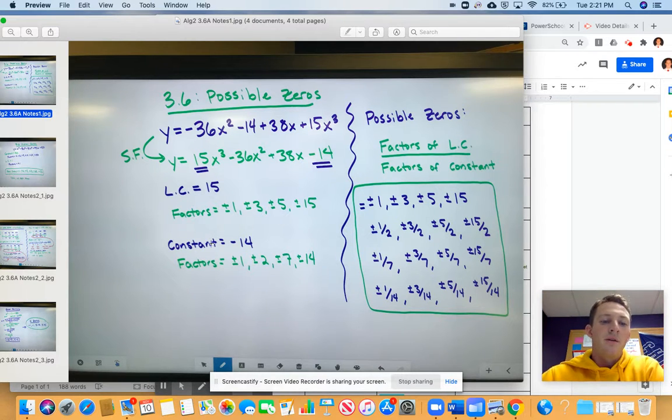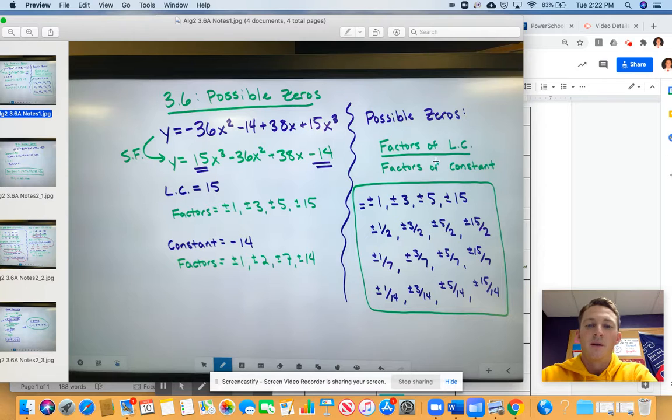And then we're going to do the same thing with the constant at the end here. So negative 14. So what multiplies to negative 14? Like a plus or minus 1 times a plus or minus 14, plus or minus 2 times a plus or minus 7. So we have all of these possible factors. And we're going to be able to take these and make all of our zeros. So there's going to be a lot of zeros or roots, possible roots for this polynomial.